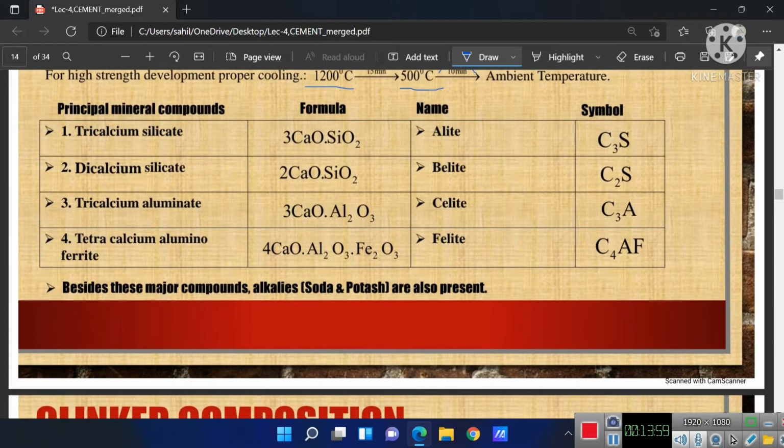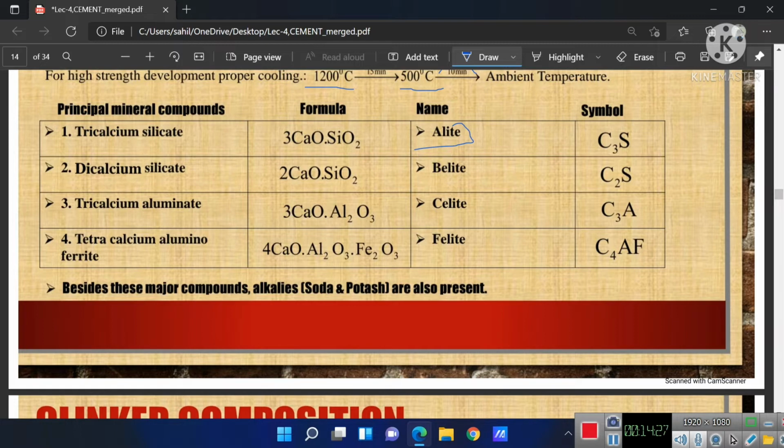Now, the 4 bulk compounds are tricalcium silicate, dicalcium silicate, tricalcium aluminate and tetracalcium aluminoferrite. Here are the formulas of these compounds. Here are the pet names of these compounds: alite, belite, celite and felite. And the symbols are C3S, C2S, C3A and C4AF.